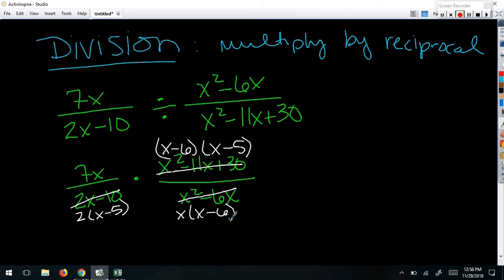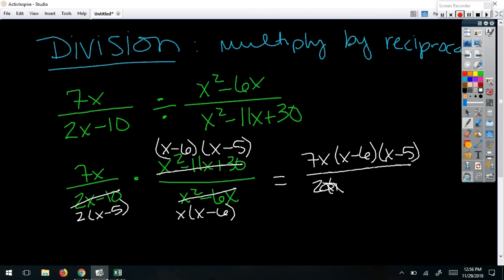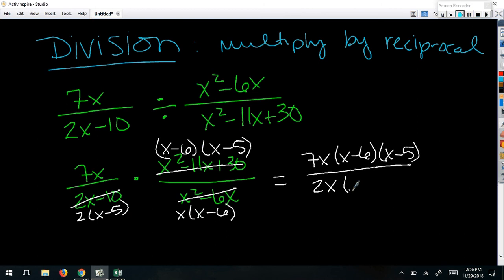All right, let me rewrite this so you can see it. 2x. I just like them to be in the right form. 2x, x minus 5, x minus 6. Oh my gosh, how nice is that?